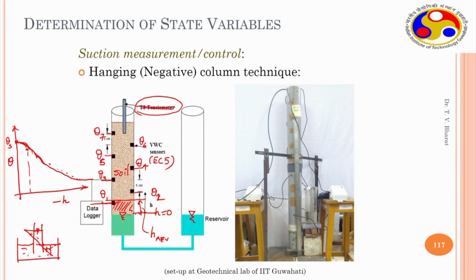So, this is the soil column, and there is a water reservoir, and several sensors are placed at different depths. They are connected to the data loggers. These two white colored boxes are data loggers. They are EM50, which are supplied by Decagon. So, here you get several data points.